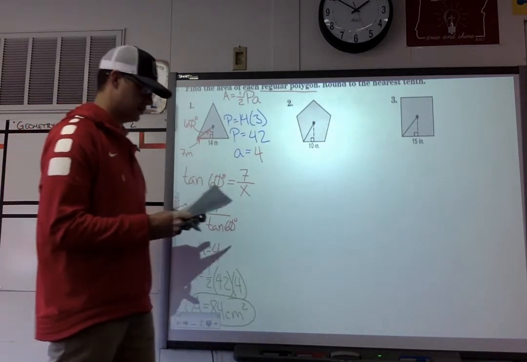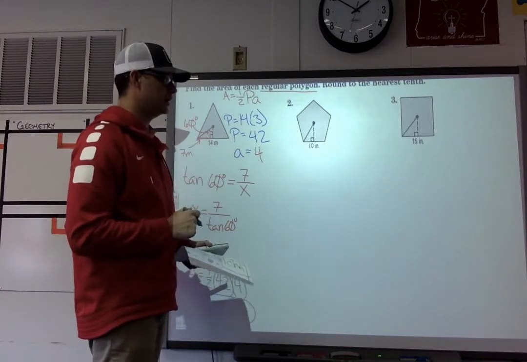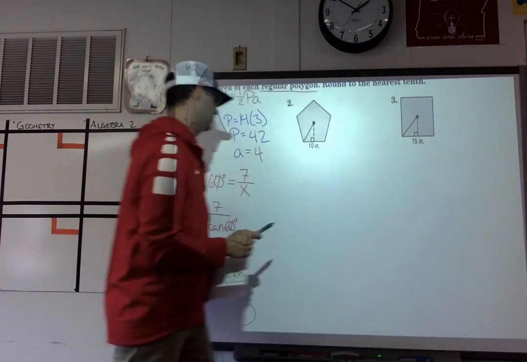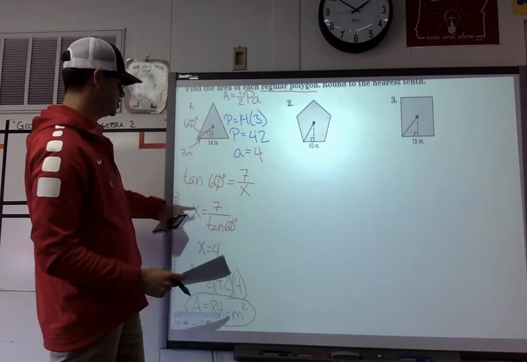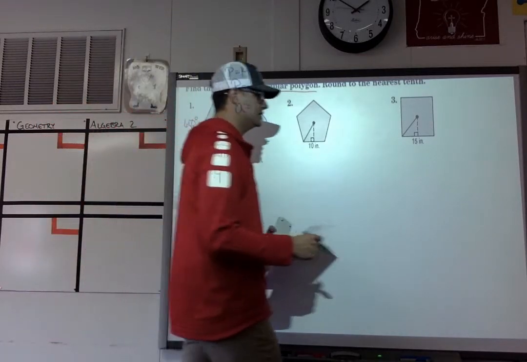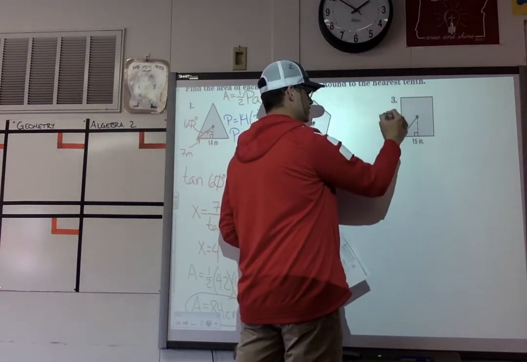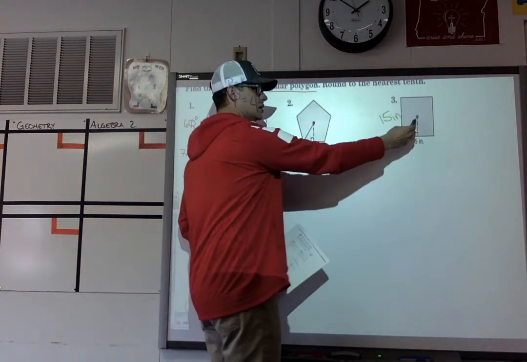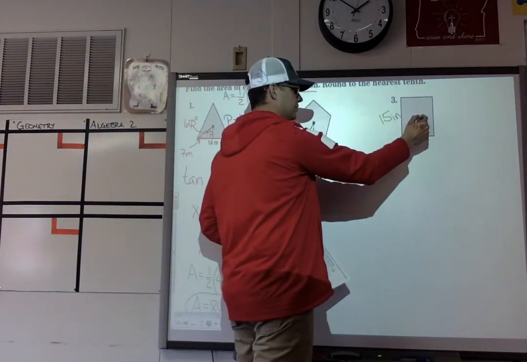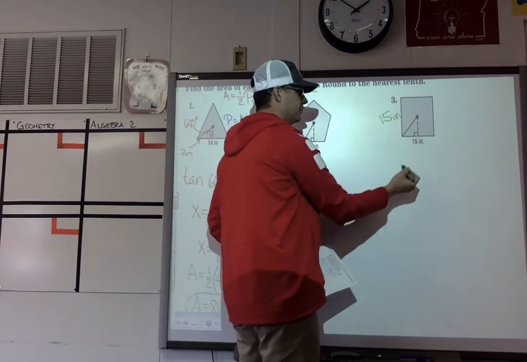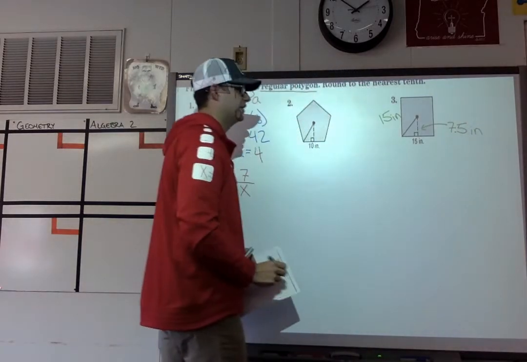Let's go ahead and jump over to number 3 now. This one's going to be a little bit easier because it's a square. When you're working with a square, it makes it a lot easier to find the apothem. We don't have to do the division, we don't have to use the tangent, because in this case, since this side is 15, we know it's a regular polygon, so this side will also be 15 inches. We know that this point is in the center of the square. So if this point is the center of the square, then the apothem is half of that height, which means our apothem is 7.5 inches.